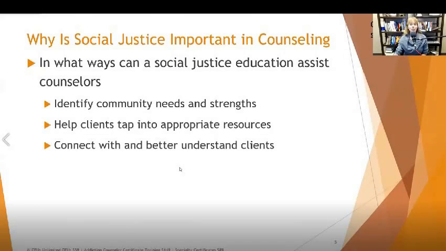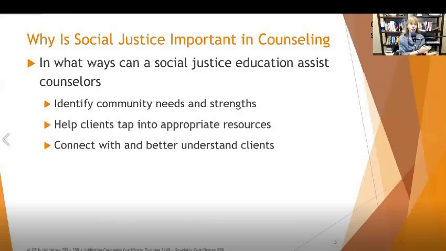And we can connect with and better understand our clients. We can understand partly how they're reacting to us. And hopefully that part you already know. You understand that just who you are and the way your office is decorated is going to communicate things to your clients that's going to affect how they interface with you.